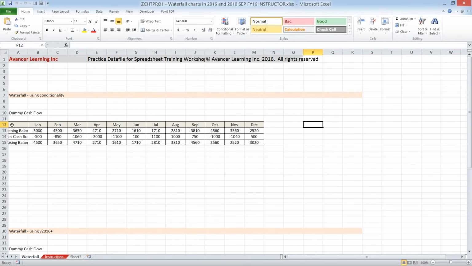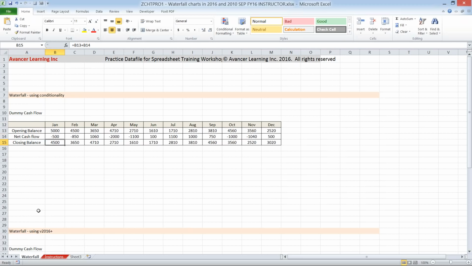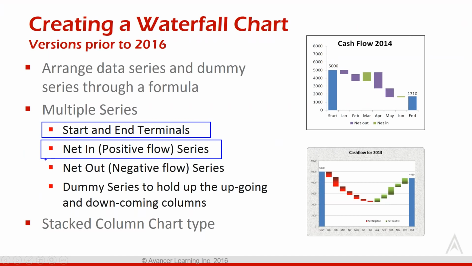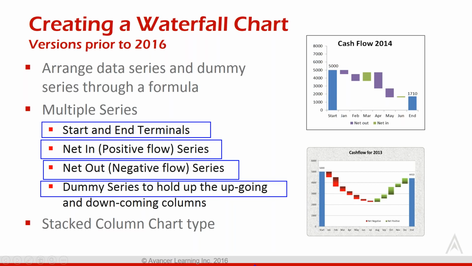So here I have a dummy cash flow, and I have an opening balance, net cash flow, and a closing balance. Now to be able to construct this in 2010, you have to arrange the data series. You have to break up this data series and arrange it in 4 different ways. So I need 4 series: start and end terminals, a net positive cash flow series, a net negative cash flow series, and a dummy base.